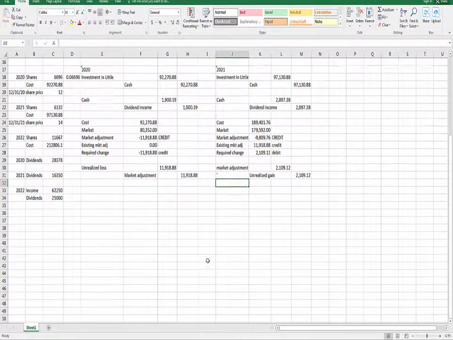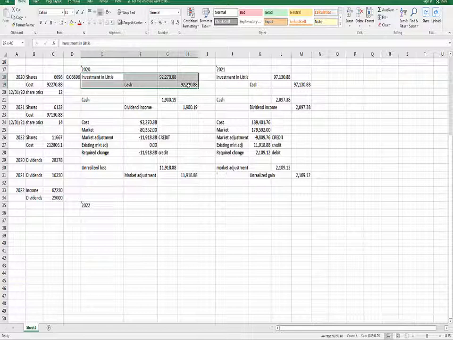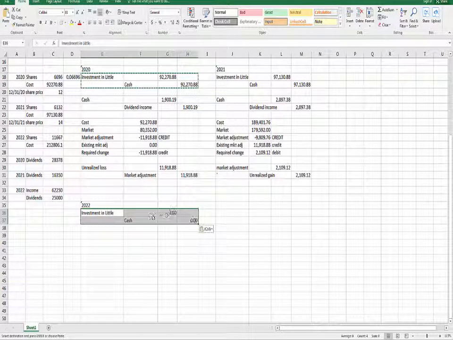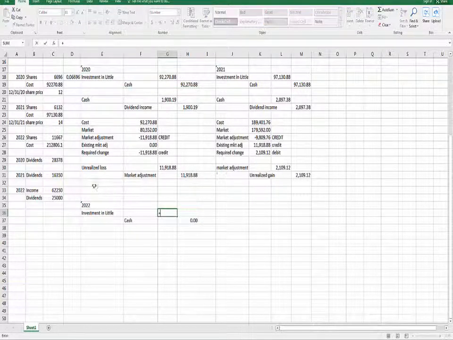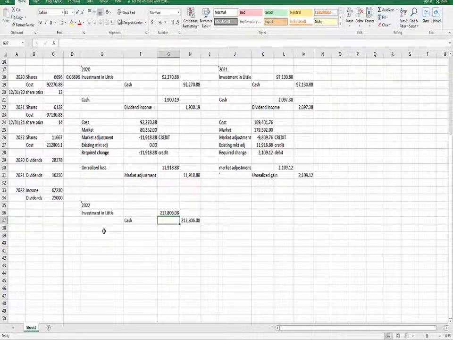Okay, finally in 2022, this is where we're going to make our third and final investment and switch to the equity method. And again, let's do the easy part first. We're going to have our acquisition. What are we doing? We're paying $212,806.10 or 8 cents for our investment. And now we need to switch to the equity method.